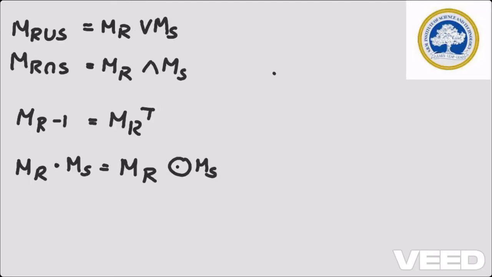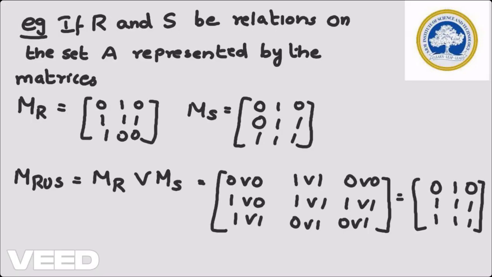There are many types of matrix representation of relations. Matrix representation of R union S is equal to matrix representation of R join matrix representation of S. Matrix representation of R intersection S equal to MR meet MS. R inverse is equal to the transpose of the matrix representation of the relation R, where the composition of matrix representation of R and matrix representation of S is nothing but the normal matrix multiplication. Let us explain each and every operation with an example.